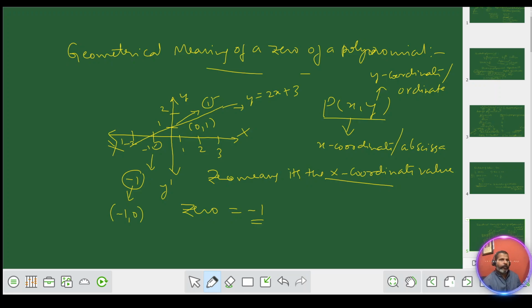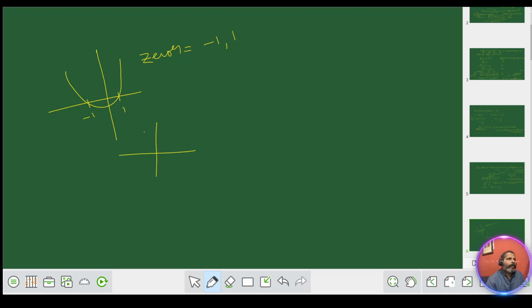We'll see a few more examples here. How many zeros does it have? I'll put this as 1, this as minus 1. What are the zeros here? For this graph, minus 1 and 1, two zeros are there. Let's see one more example. This I'll make 2 and this I'll make 1. What is the zero here? 2, because that is the x coordinate value. Forget about the y-axis intersecting part, we are not concerned about that. Let's see one more example.